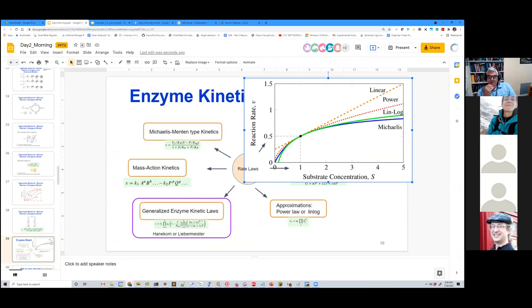There's the power law, which is a bit better. There's the Lin-log, which is a bit better. And there's the Michaelis-Menten, which in this case was exact. So you get these varying approximations. The problem with these approximations is they only work around whatever operating point you picked. They're really bad once you go outside this range. So you have to be careful with these approximations.